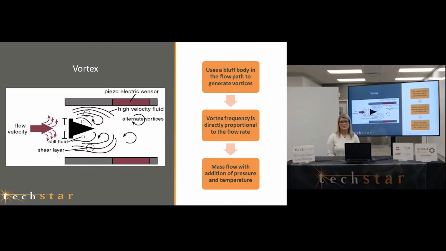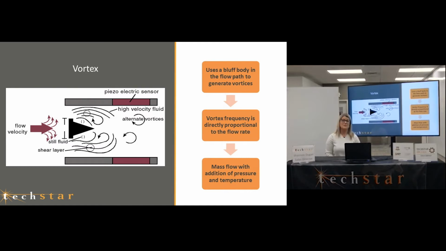Vortex flow meters have been around for a long time as well. It's an older technology, very stable and well understood. It uses a bluff body that's inserted in the flow path in order to make vortices and measure the frequency of the vortices. That frequency is then proportional to the flow rate. So as the flow rate increases, the frequency of the vortices changes.